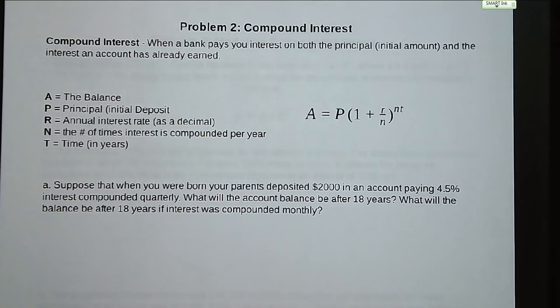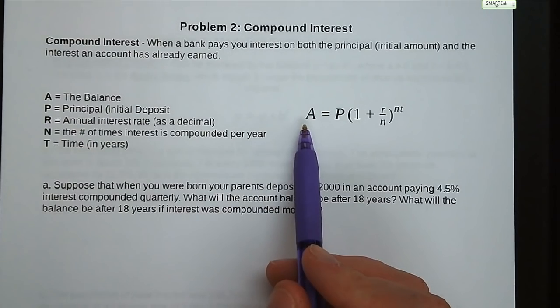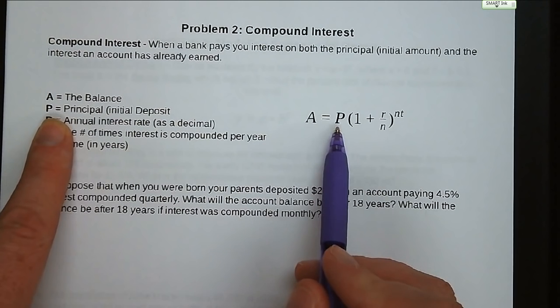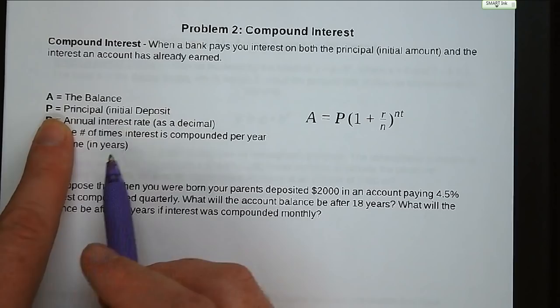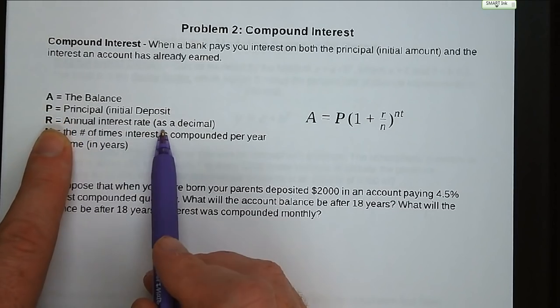All right, so A is the balance, how much money we have in our account at the end. P is the principal, that's the amount of money that you initially deposit into the account. R is the annual interest rate written as a decimal.